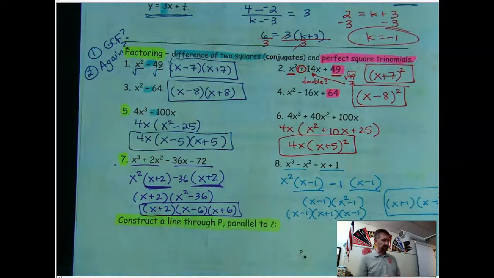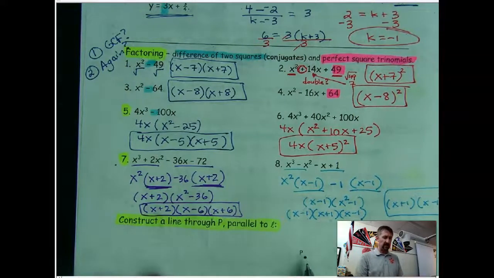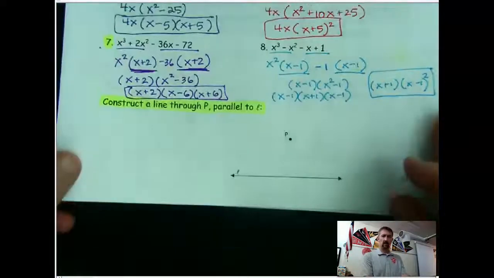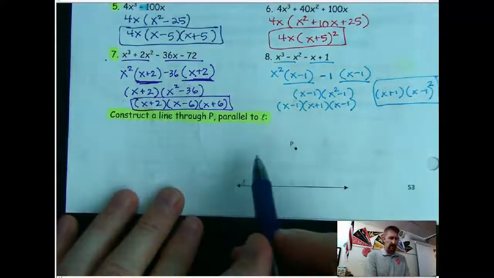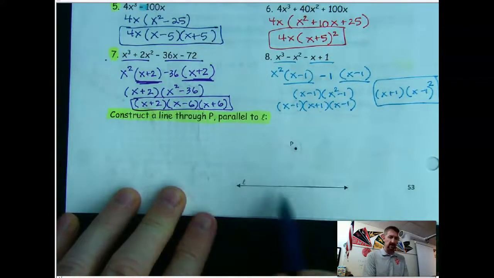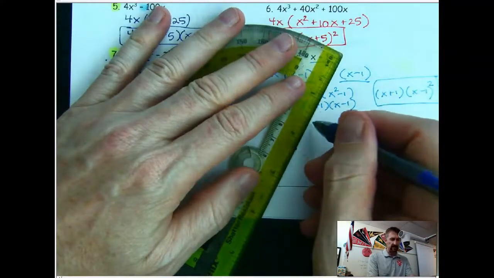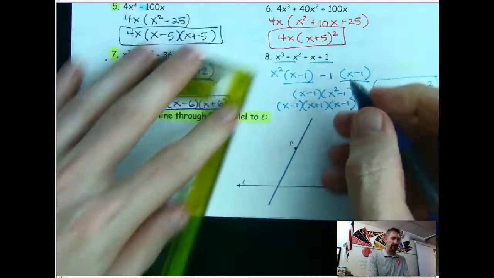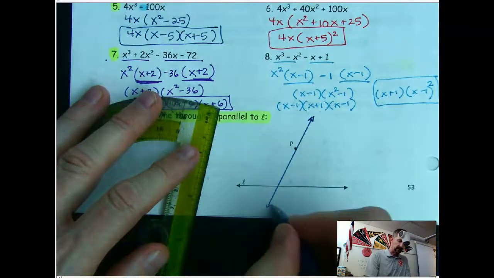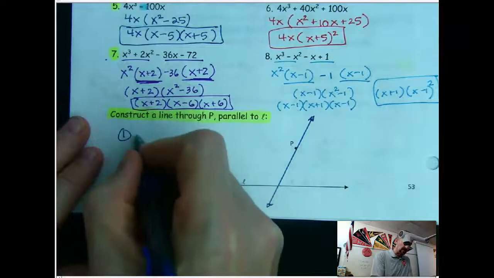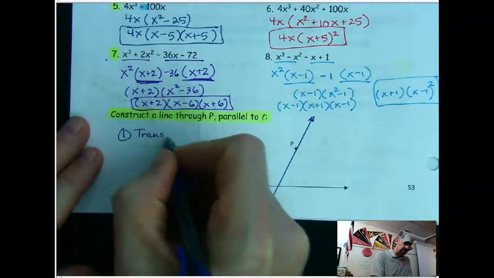Alright, so that's a little bit of factoring review. Now, construct a line through point P that's parallel to line L. So we want a parallel line up here. Okay? So we want a line through point P that's parallel to this. So, step 1, draw a transversal. Okay? Step 1, transversal.